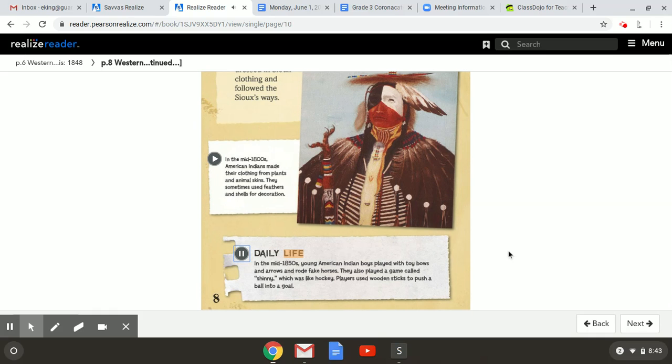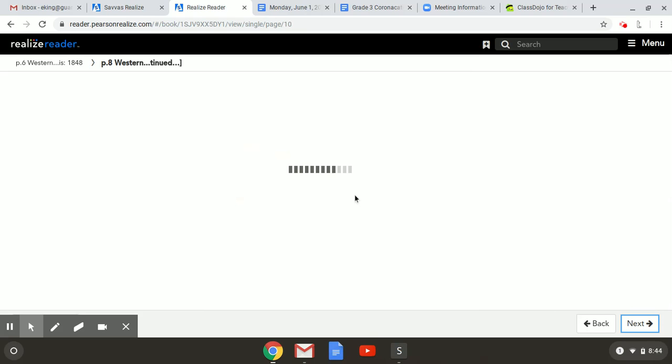Daily life. In the mid-1850s, young American Indian boys played with toy bows and arrows and rode fake horses. They also played a game called shinny, which was like hockey. Players used wooden sticks to push a ball into a goal. So you see different text features have different types of paper, which lets us tell them apart.